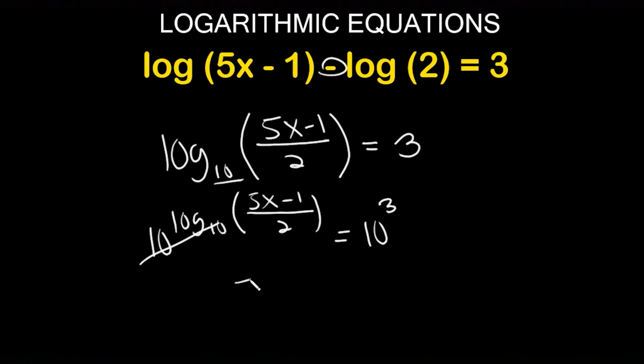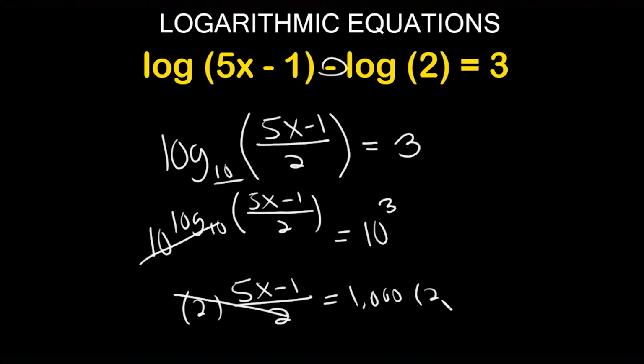I'm left with 5x minus 1 divided by 2 equal to, we know that 10 to the third power is going to be 1,000, so I'm going to put 1,000 here. And now all we have to do is solve for x. So my first step, I want to multiply both sides by 2. That way I can get rid of this denominator. So that will cancel here. I have to multiply over here by 2. That will give me 2,000. So I get 5x minus 1 equal to 2,000.